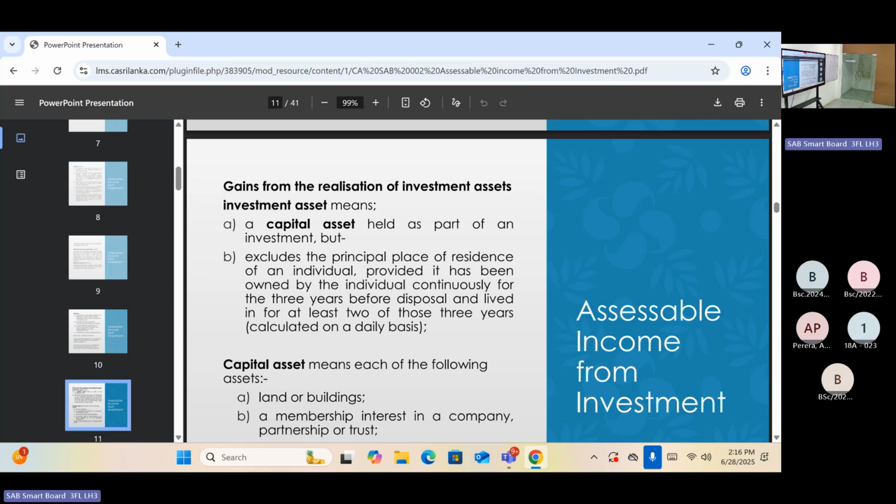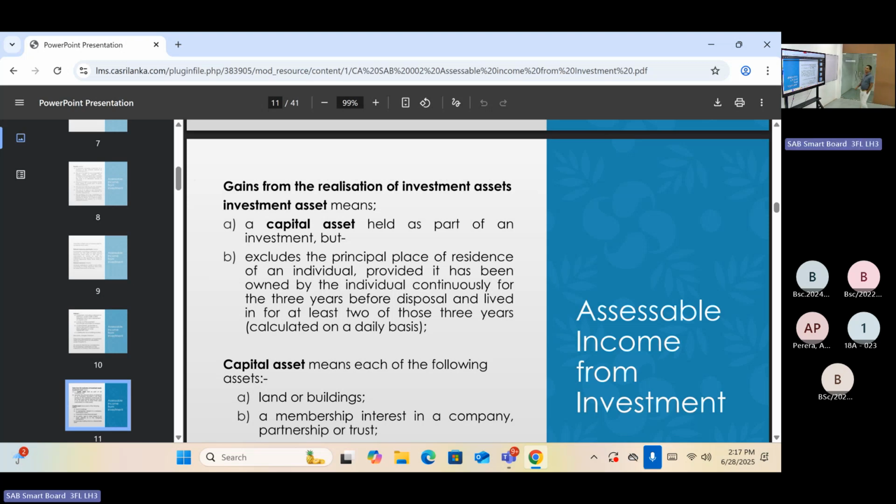So realization of an investment asset is part of investment income. Having said that, what is an investment asset? An investment asset means a capital asset kept or maintained as part of an investment. But the principal place of residence is not an investment asset, provided that the individual has ownership for a period of 3 years, and out of that at least 2 years he has to live there. In that context, it is not part of an investment asset. Otherwise, it is part of an investment asset.